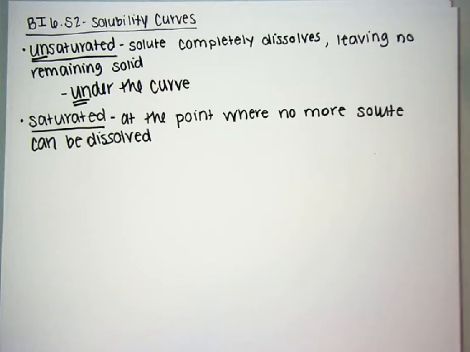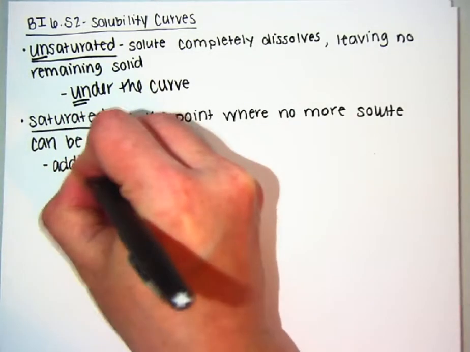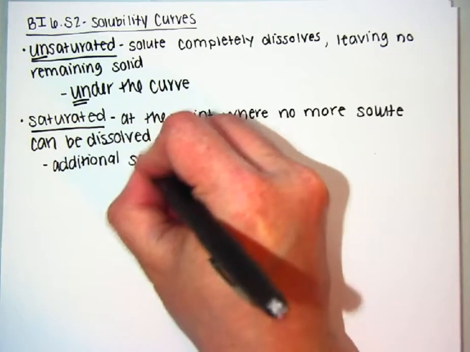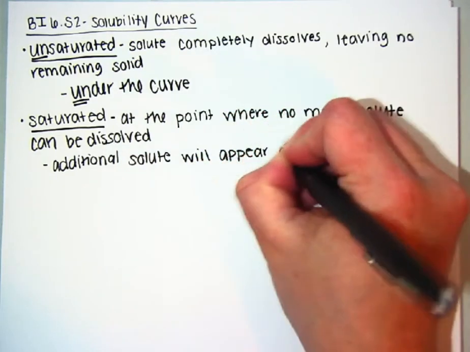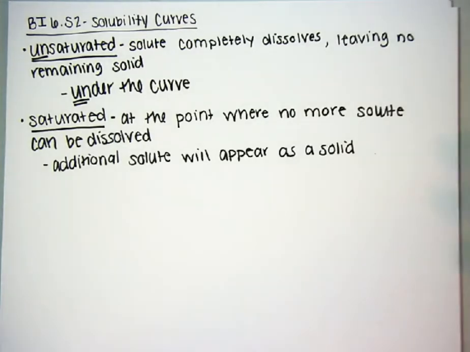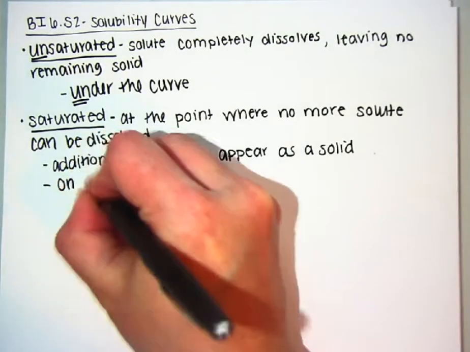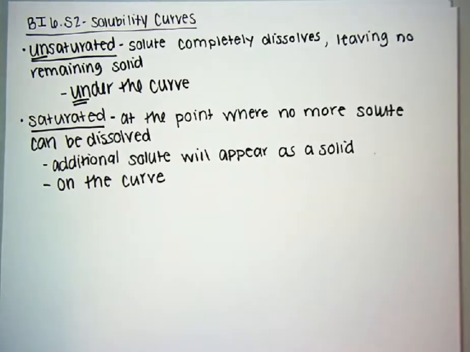What happens if we had a solution that was saturated and we tried to add more solute? Well, additional solute will appear as a solid, or we call that a precipitate. So if our solution is saturated and it can't dissolve any more solute, if you continue to add more solute, it's going to remain as a solid. Saturated is the point where it cannot dissolve any more solute. We are going to identify a saturated solution because it is going to be a point on the curve. So we'll do a few example problems and we'll see that.